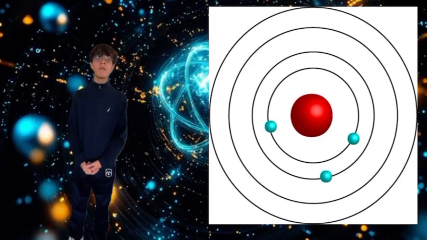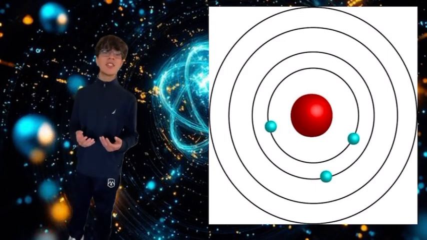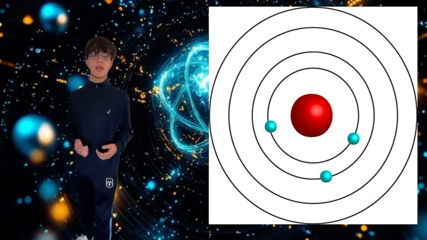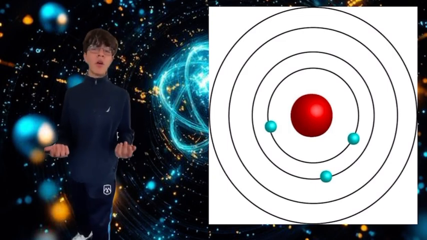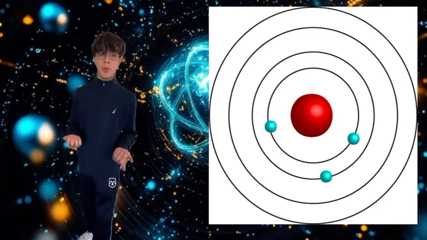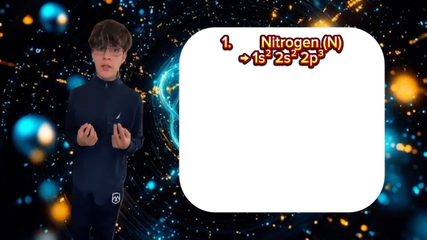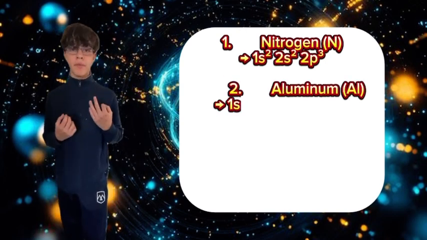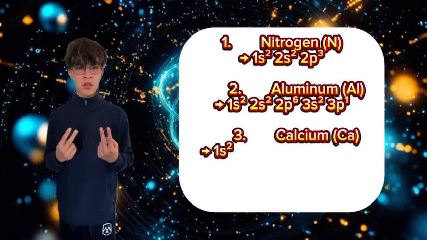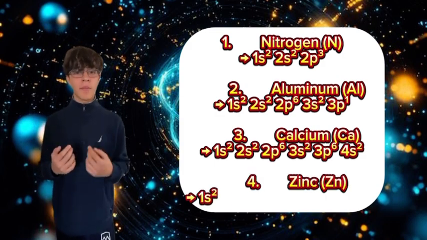Expanded configuration method. Here, we just list each sub-level with a superscript for how many electrons are in it. This is great for quick writing and analyzing electron arrangement. For example, nitrogen, or N, 1s2, 2s2, and 2p3. Aluminium, 1s2, 2s2, 2p6, 3s2, and 3p1.